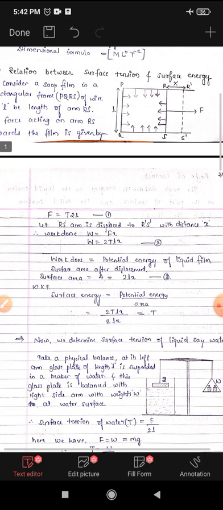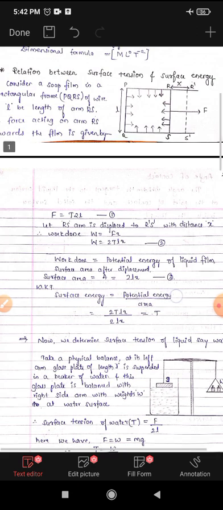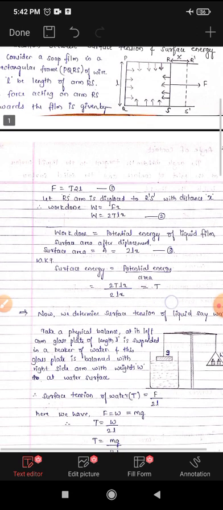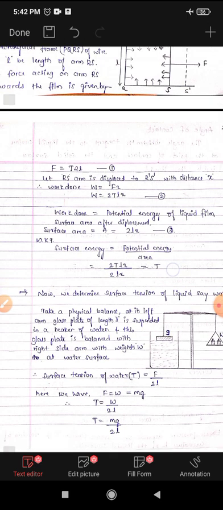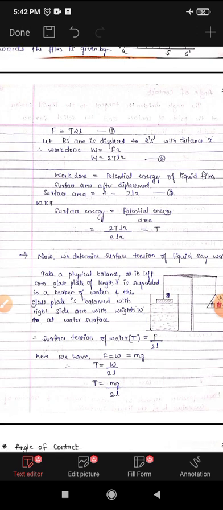We know the surface energy formula, that is the potential energy divided by area. From equation 2 we have the work done, and we are treating this work done as the potential energy. So potential energy divided by area will be 2TLX divided by 2LX. On simplifying, we get surface energy is equal to T. Numerically, we can say that the surface tension is equal to the surface energy.